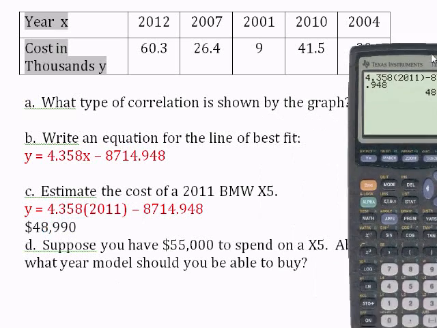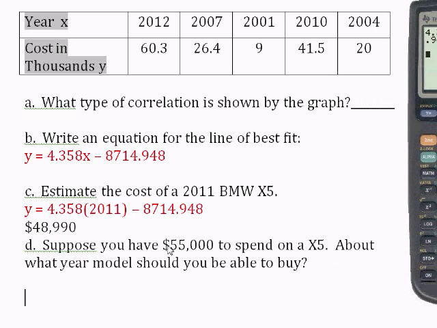Now, part D is a little bit different. It says suppose you have $55,000 to spend on an X5. Well, $55,000 is how much we have to spend, and Y is the cost in thousands of dollars, so we know we can spend $55,000. That means we can put 55 in for Y. Notice I put 55 in for Y, not 55,000. That's because Y is the cost in thousands of dollars, and we have $55,000 to spend.